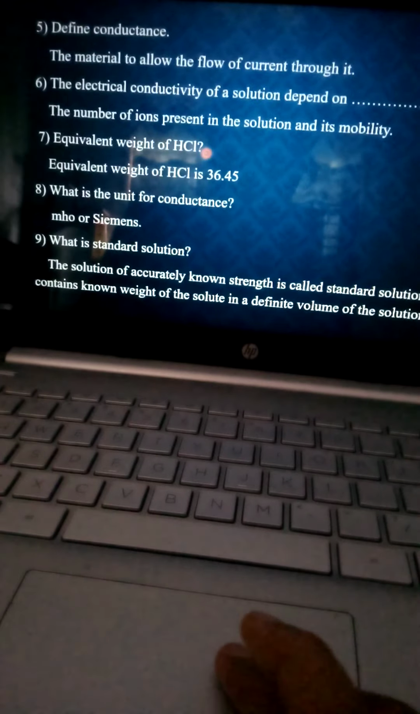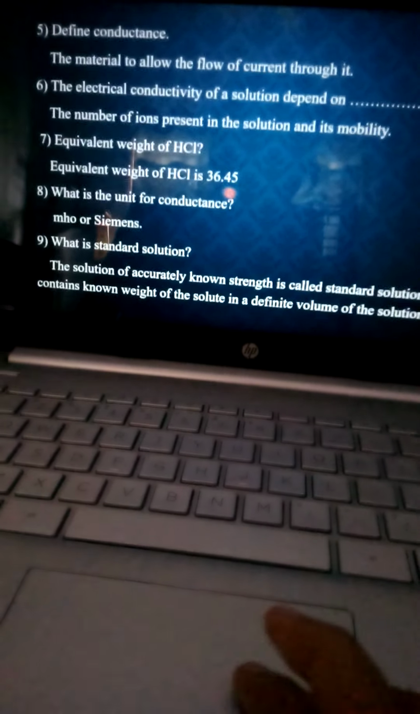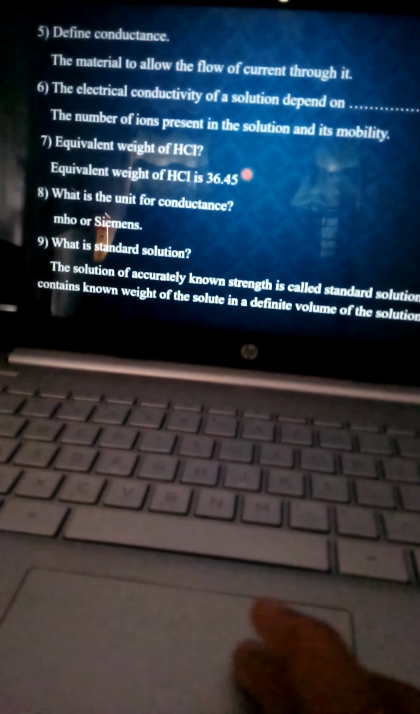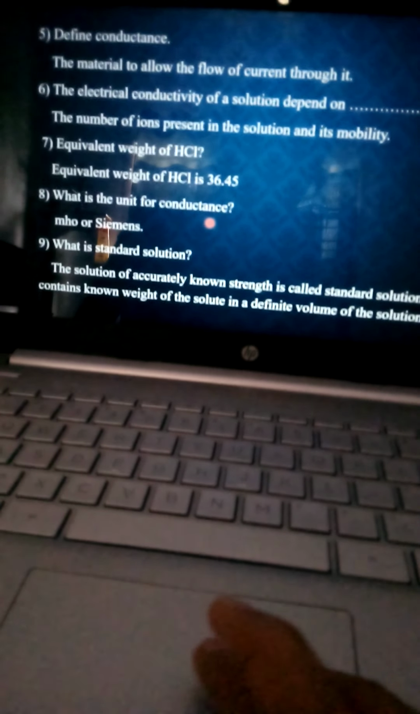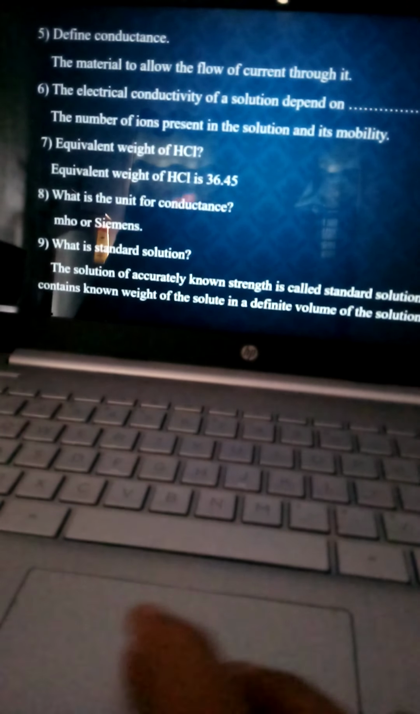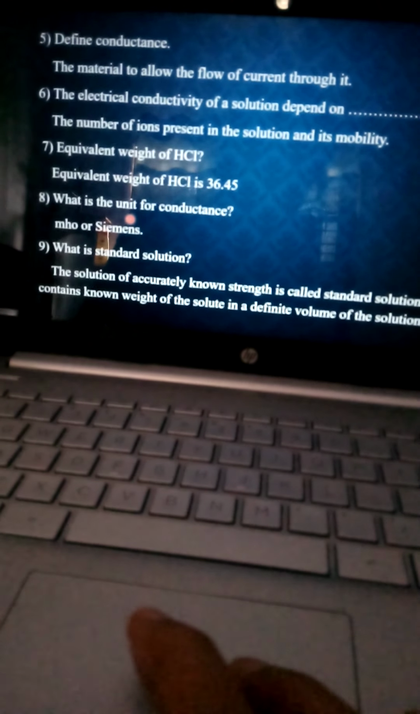Next, what is the equivalent weight of hydrochloric acid? The equivalent weight of hydrochloric acid is about 36.45. The unit of conductance: conductance is measured in Siemens, denoted by S. This is the unit of conductance.